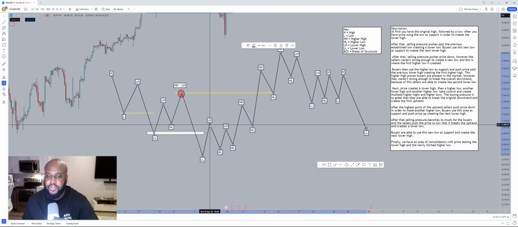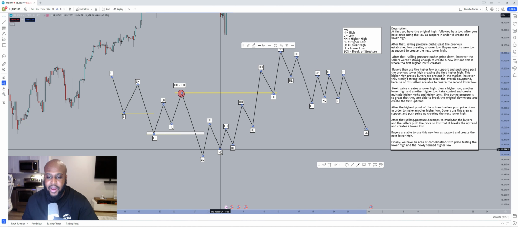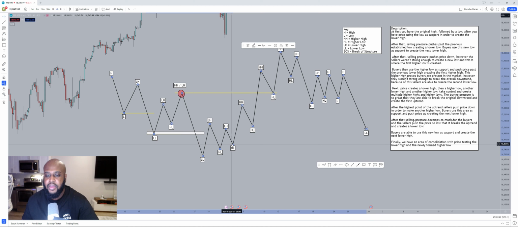Then you had another similar pattern where the market created another lower high, followed by a higher low, lower high, higher low.